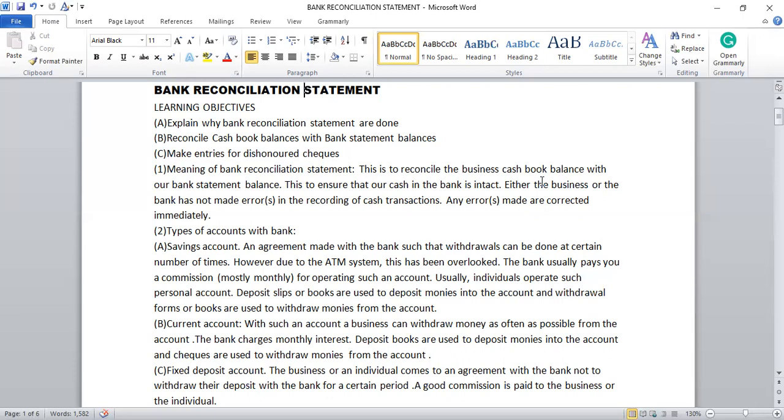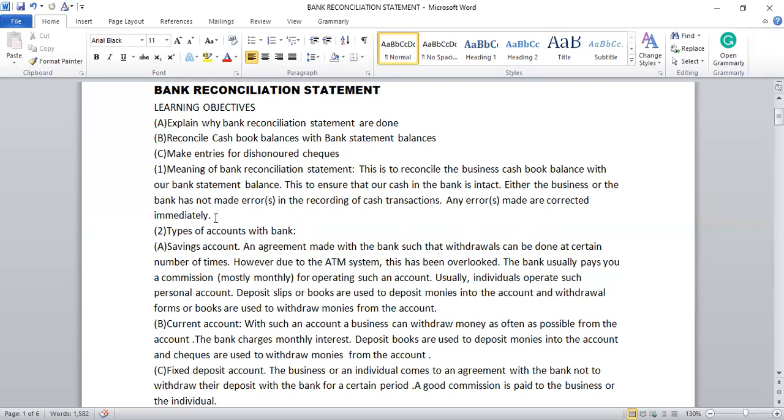Okay, so number one, meaning of bank reconciliation statement. This is to reconcile the business cash book balance with our bank statement balance. This is to ensure that our cash in the bank is intact, and that either the business or the bank has not made an error or errors in the recording of the cash transactions. Any error or errors made are corrected immediately. So bank reconciliation statement simply means you compare your cash book balance with your bank statement balance in order to make sure that they are correct.